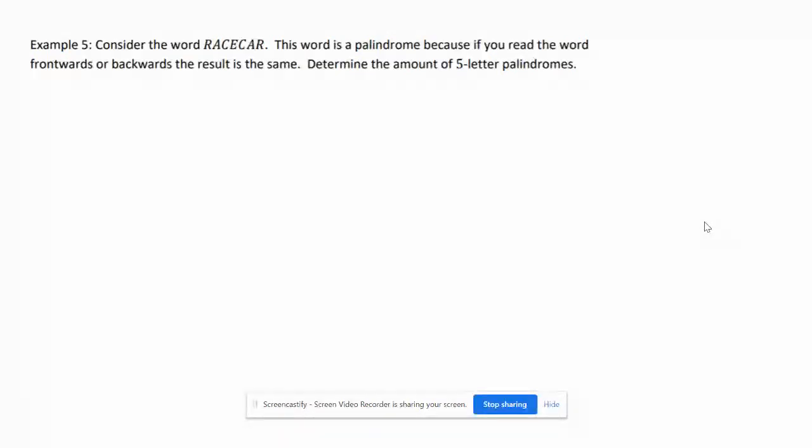Example 5. Consider the word racecar. This word is a palindrome because if you read the word frontwards and backwards, the result is the same. So racecar spells racecar backwards. Determine the amount of 5-letter palindromes.